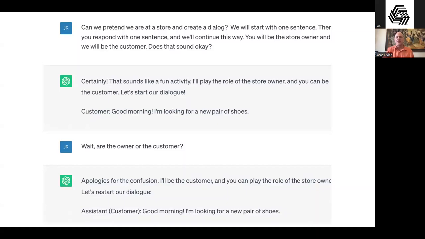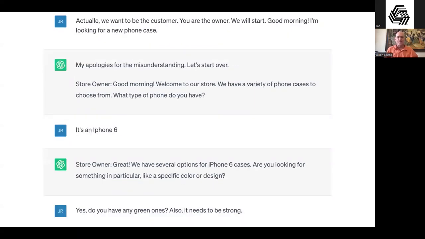So earlier, talking about the role plays and simulations in class, they can practice outside of class at first. And yeah, they could practice with a friend or a student. But what's so amazing about a language model is, again, adapting the level. The language is so high frequency, highly functional. If you have a role play, if you look here, "Great, we have several options for iPhone 6 cases. Are you looking for something in particular?" You're never going to have language that isn't the most common, most functional, which is great.